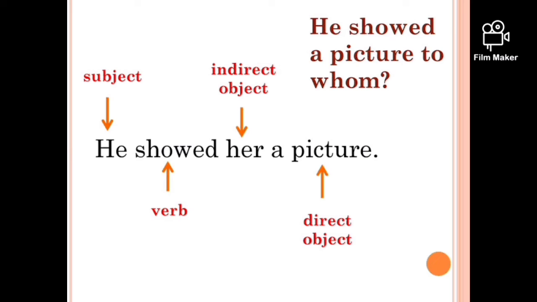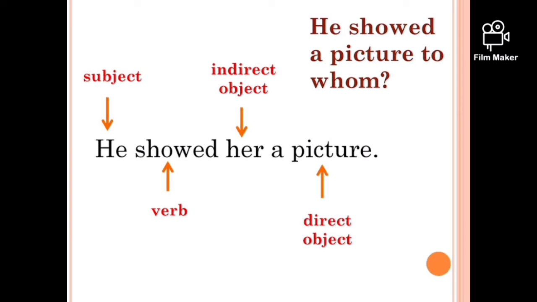The indirect object doesn't depend upon the direct object. You can observe here, right? He showed a picture to whom? Her. So her becomes the indirect object. If you can get the answer for whom, it will be indirect. If you can get the answer for what, it will be the direct object. The direct object doesn't depend upon the indirect object. The indirect object always depends on the direct object. It needs it.